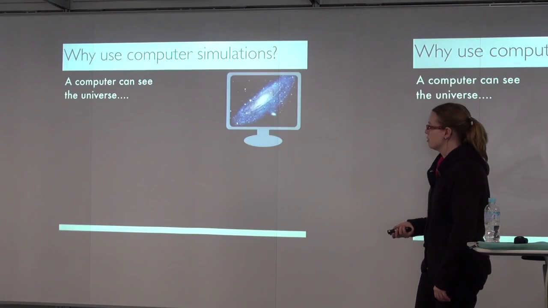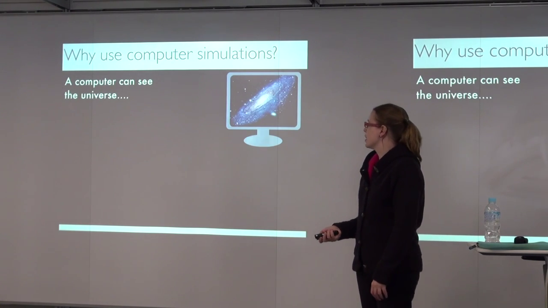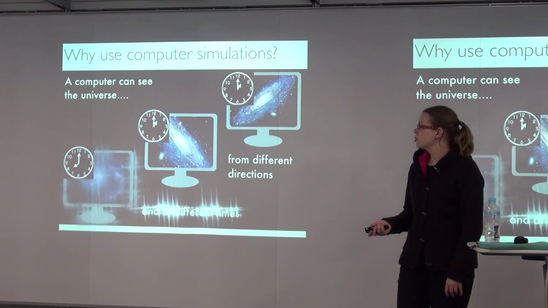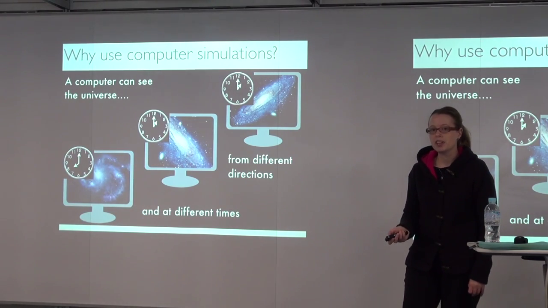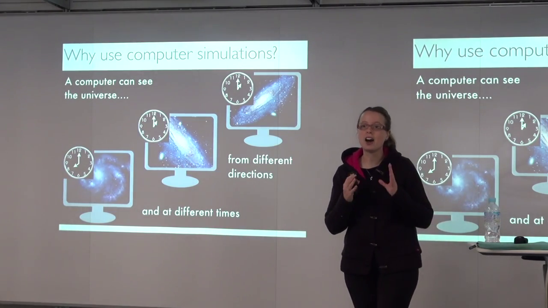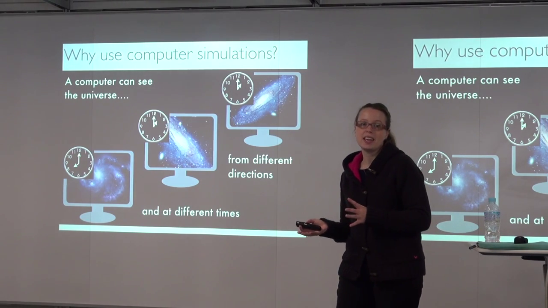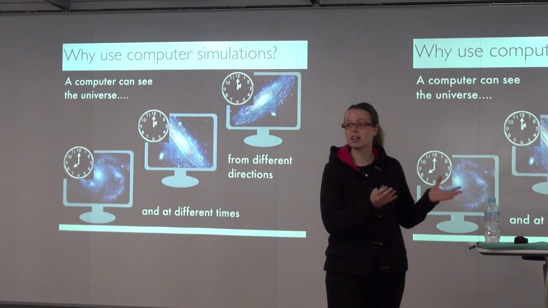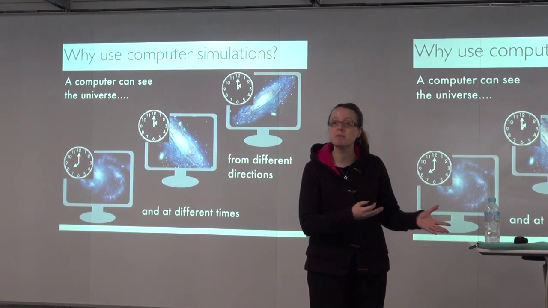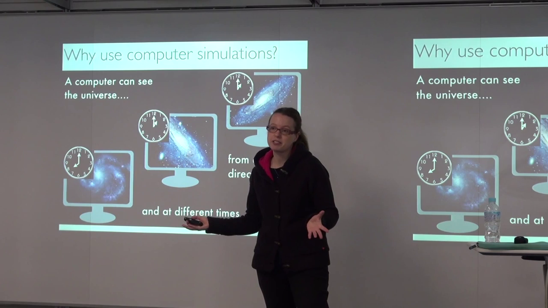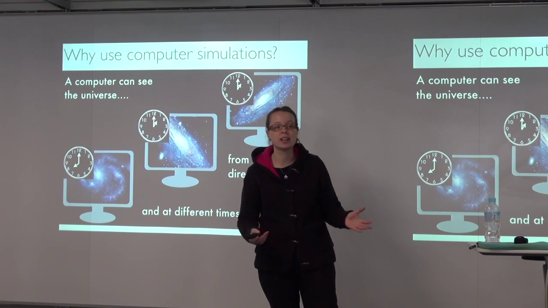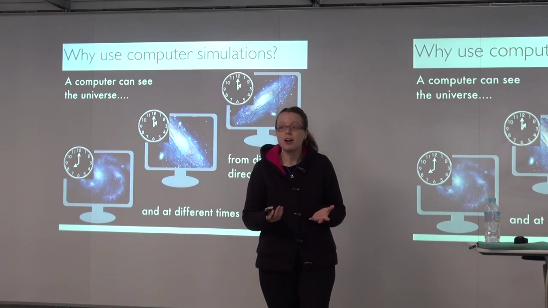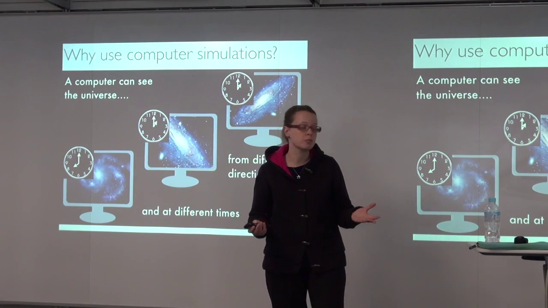But with a computer, we can see the universe from different directions and also at different times. So we can take an object like our own star or our own galaxy, and if we build a computer model, we can look at what it looked like when it was born and what it might look like in another billion years from now. And this way we can understand how these systems were put together and what our own fate is on our own planet.